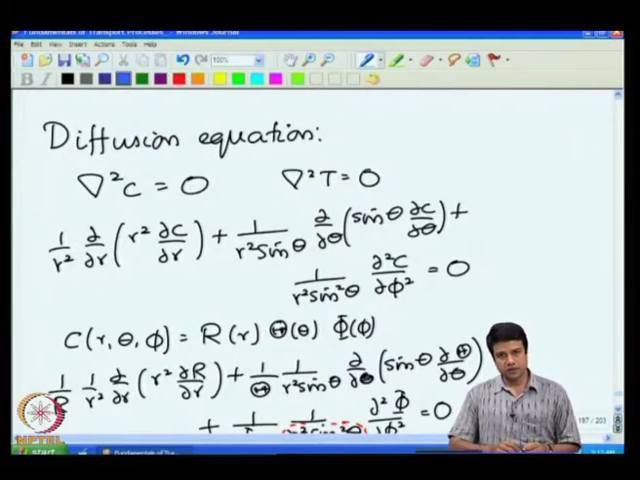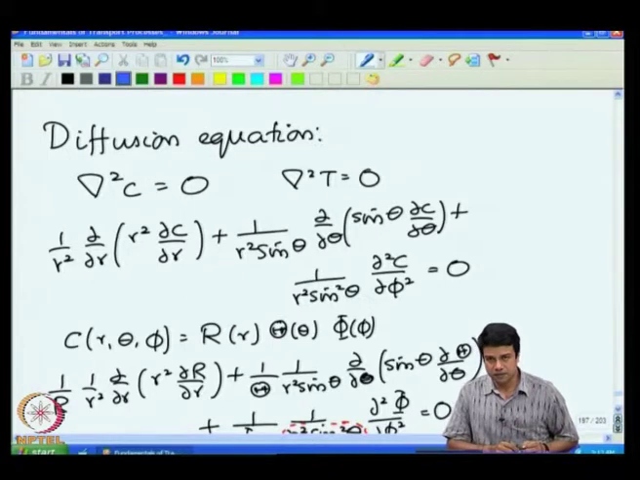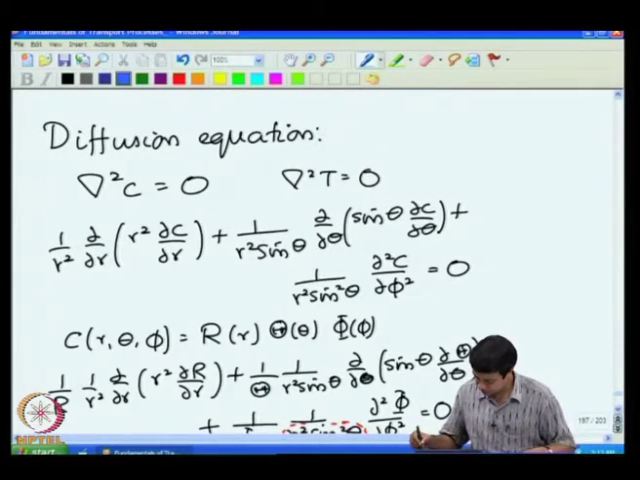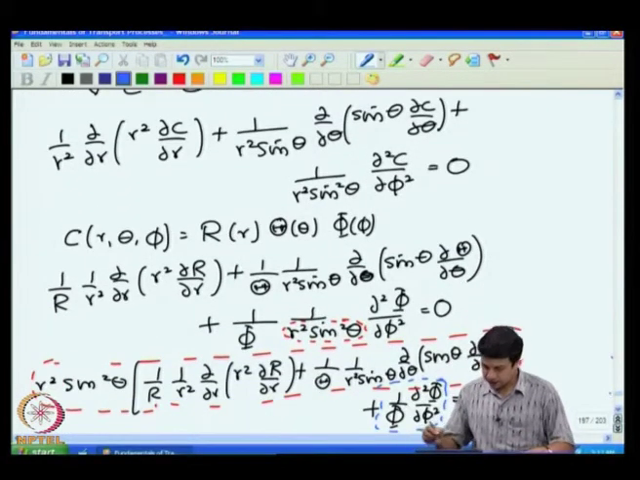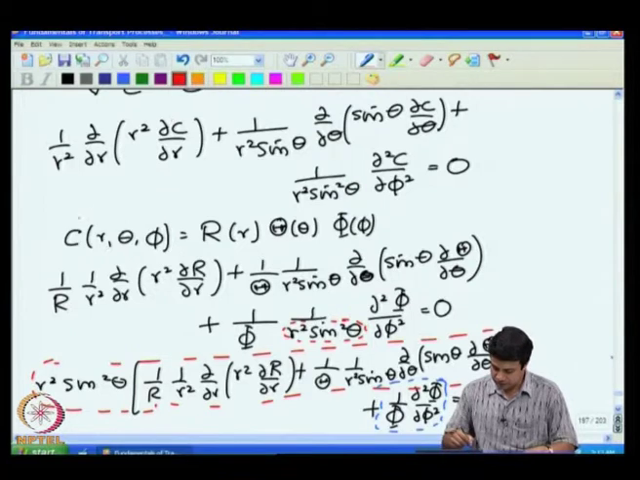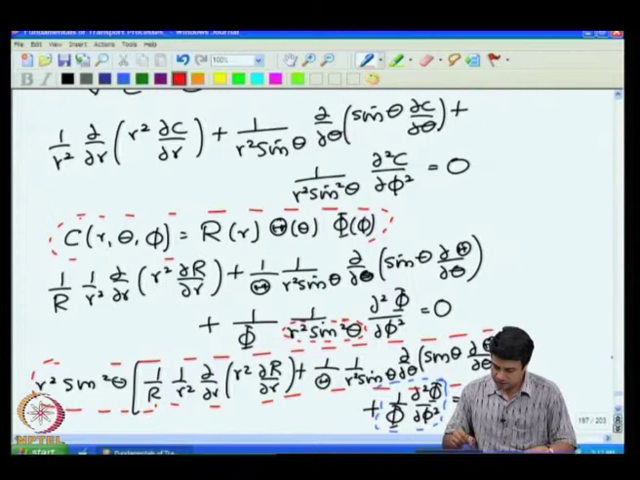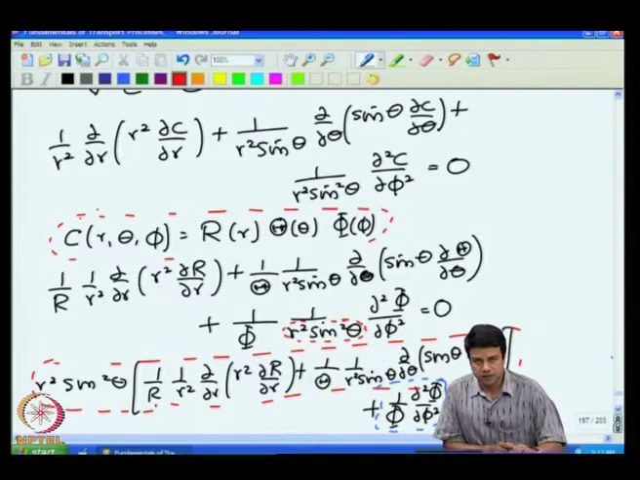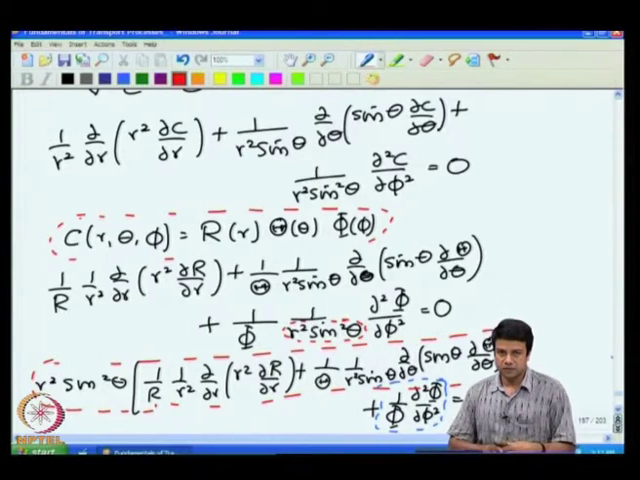We tried a similar procedure here for a spherical coordinate system. In this particular case, we did not make a specific reference to an underlying coordinate system. So, I had written down the concentration field as the product of three functions, one of which is only a function of r, the other is only a function of theta, and the third one which is only a function of phi.